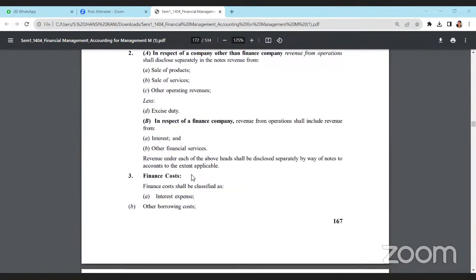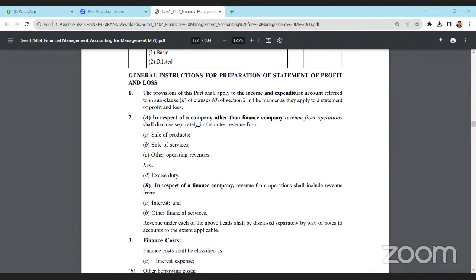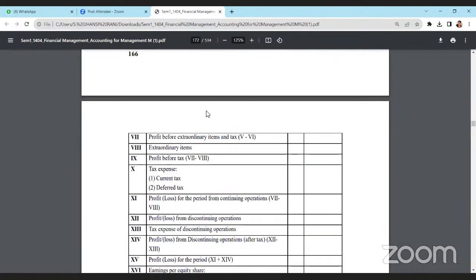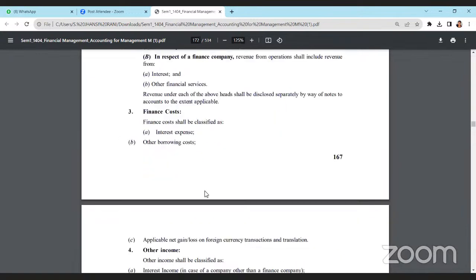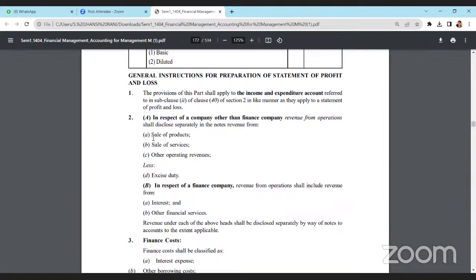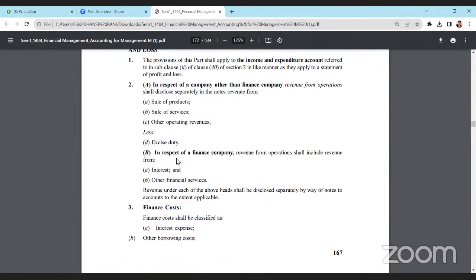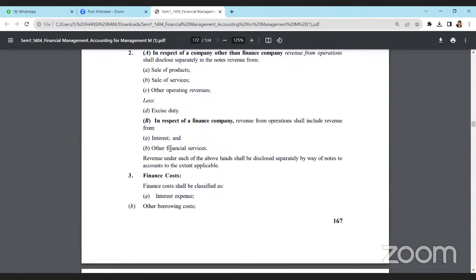So here again they mention what all actually comes over here. If you can just look at it, revenue from operations, you can see in the format. The first one is revenue from operations. What does revenue from operations mean? Sales. Sales of products or sales of services. It may be anything, sales of goods or anything. That is called revenue from operations. And if it is a finance company, it includes interest or other financial services.